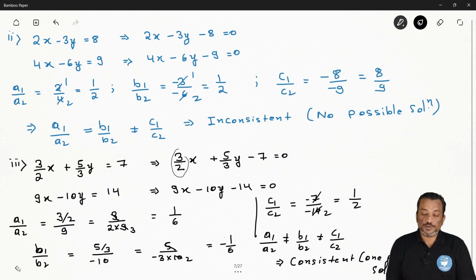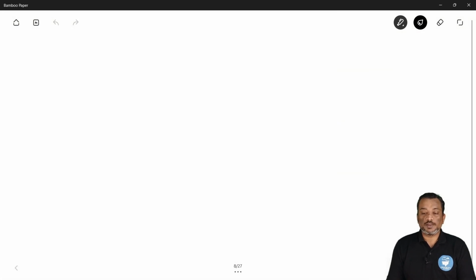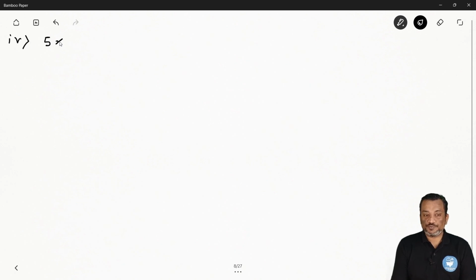Now let's solve the question number 4. So question number 4, it is saying 5x minus 3y is equal to 11 and minus 10x plus 6y is equal to 22. Okay, let me solve this one. So question number 4. So 5x minus 3y is equal to 11. Okay, that is first equation. And second equation, minus 10x plus 6y is equal to minus 22.